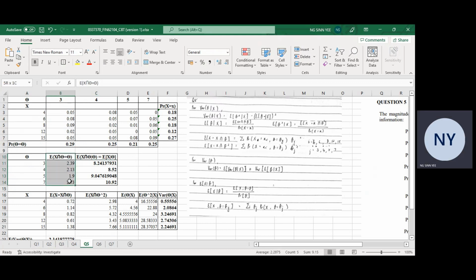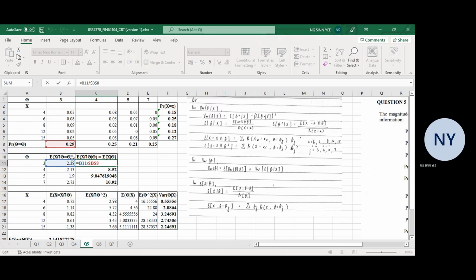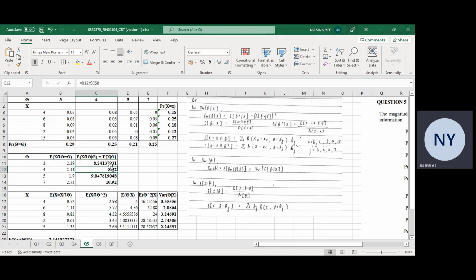By having this joint expected value, we can find the expected value of x given theta. We use this joint expected value and divide it by the probability of theta equal to theta, because it is conditional on theta. So we will be able to get the conditional expected value.